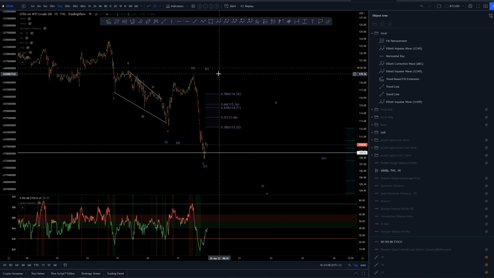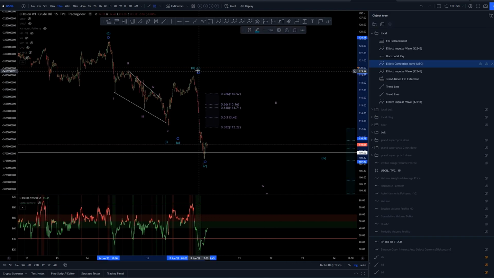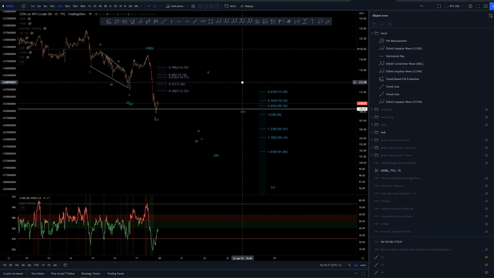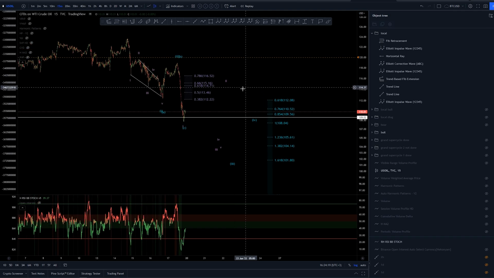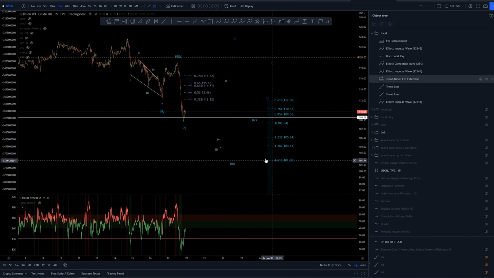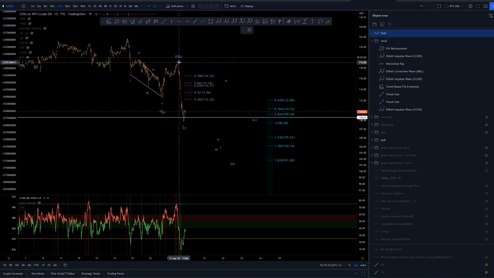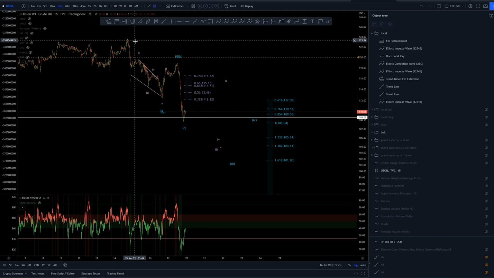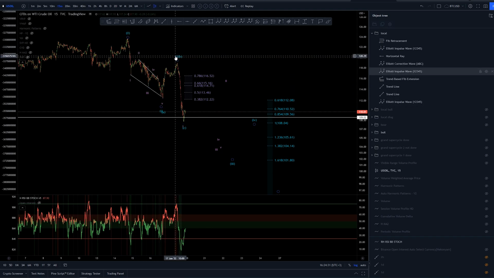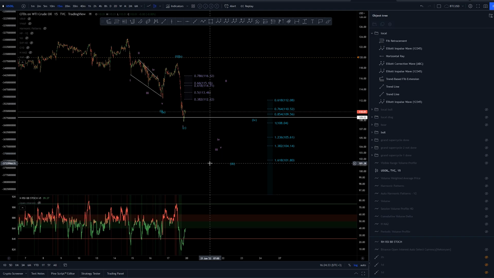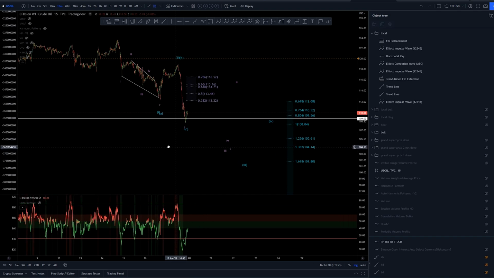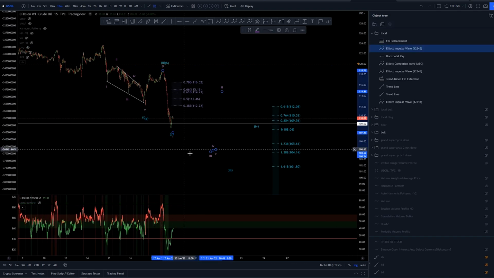So that makes sense. It is also a possibility that this is an ABC instead of this 1, 2, 3 that I've labeled here as well. The 1, 2, 3, 4, 5 or the impulse count gets more probable if this last leg here that starts from here is getting beyond the 1.618 extension of this first leg. So at that point only we would be looking into this as more probable to be an impulse wave count downwards. But for now it is definitely looking more like it is starting to get finished here.